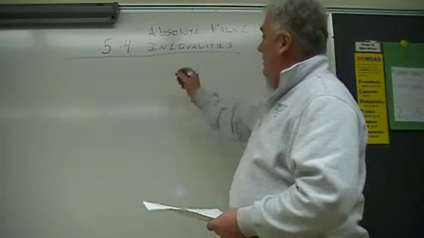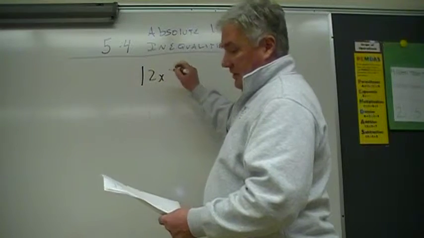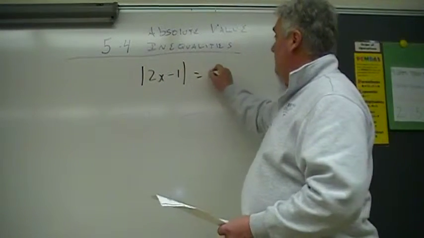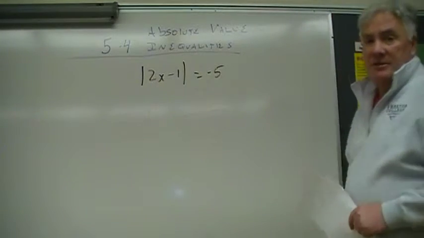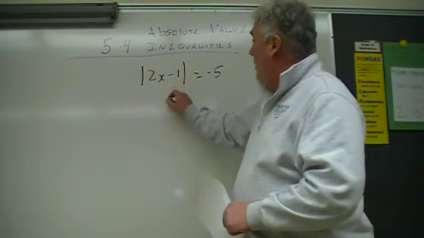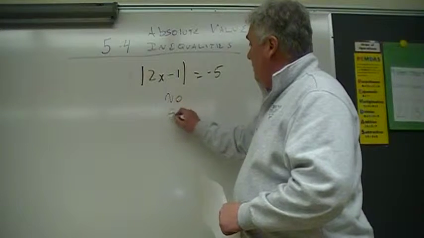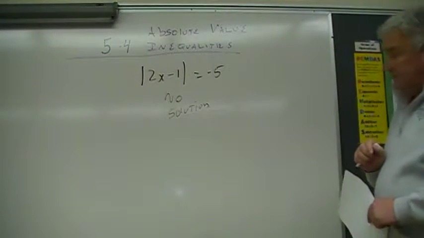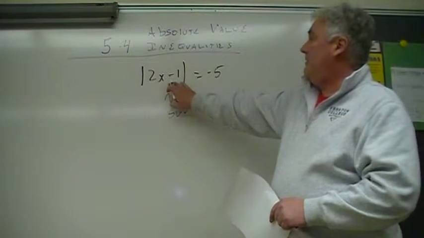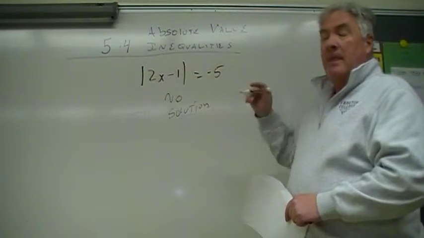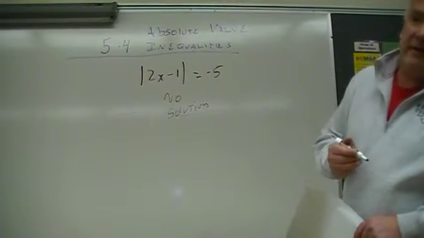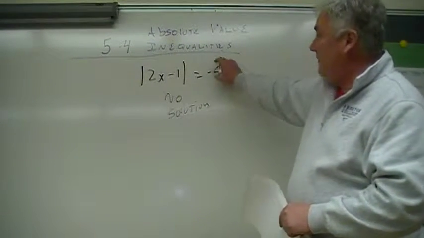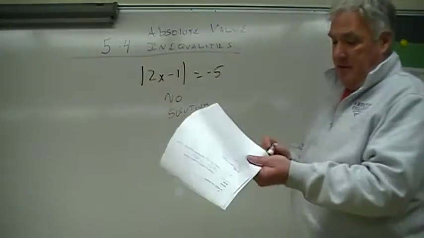The other one that we talk about is something like this. 2x minus 1, the absolute value of that equals negative 5. And the answer to that as a review was no solution. The reason it's no solution is because an absolute value cannot equal a negative. The rule is positive even when it's negative. This is not positive. It's negative. So we cannot have an absolute value be a negative.